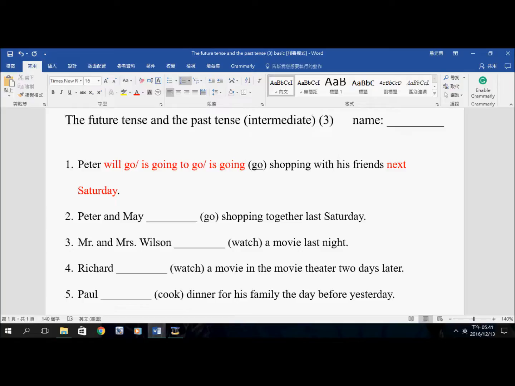So let's take a look at question number 2. Again, let's look for the time marker. Now the time marker for question number 2 is right over here. Last Saturday. It's about the past. So we have to change the verb over here into a past tense verb. And the past tense form of the word go is went. So the answer for number 2: Peter and May went shopping together last Saturday.